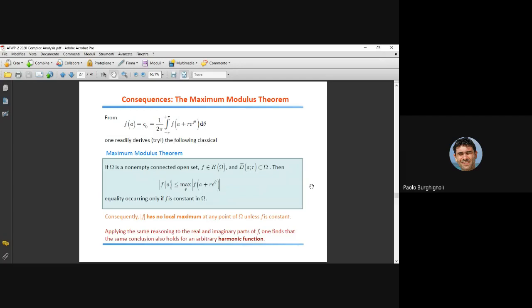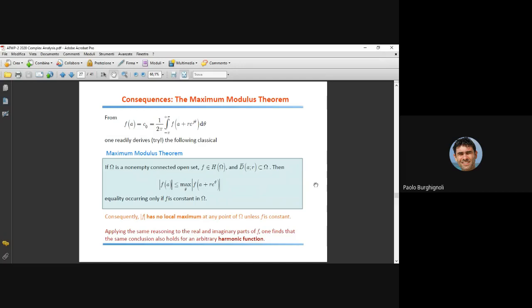So, as a consequence, the absolute value of the function f cannot have any local maximum at any point inside omega, because if it had a local maximum, this value could not be less than or equal to the maximum over the boundary of the disk.